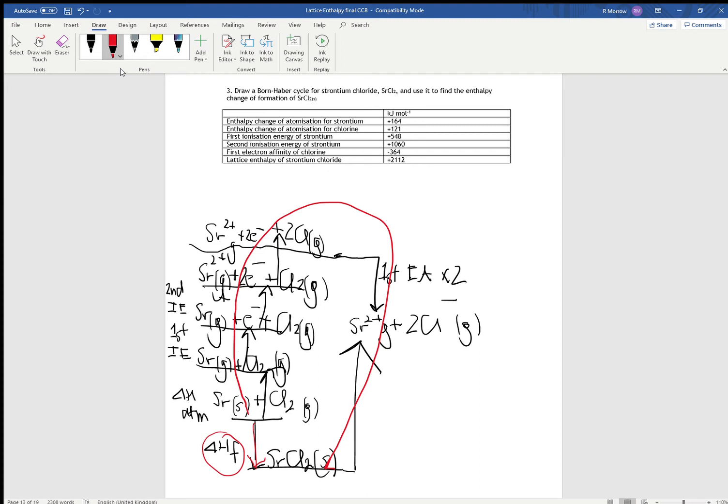So enthalpy of atomization of strontium, well that's fine. It's 1 mole of strontium and that's fine, 164. Enthalpy of atomization of chlorine, so remember atomization is the formation of 1 mole of gaseous atoms.